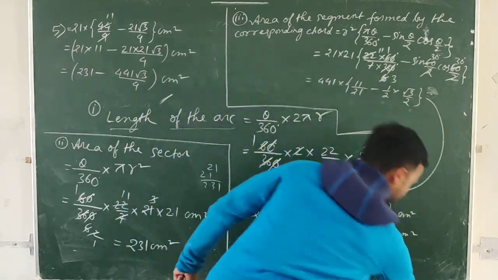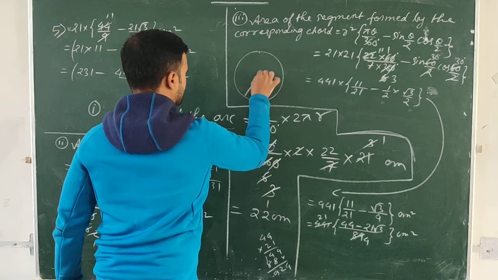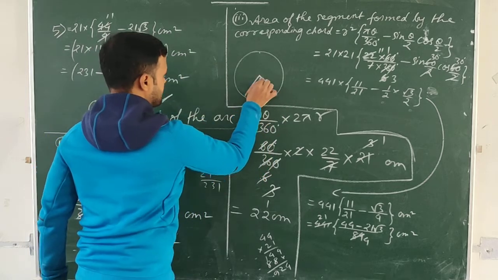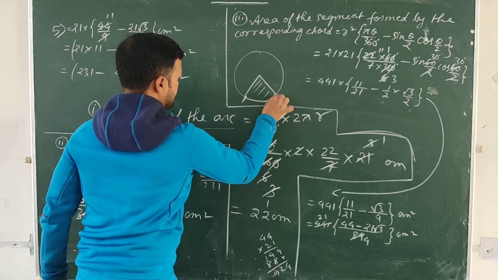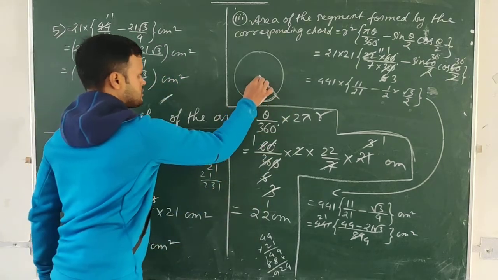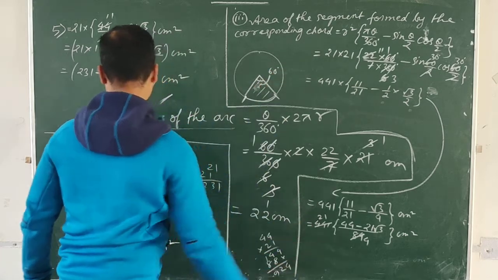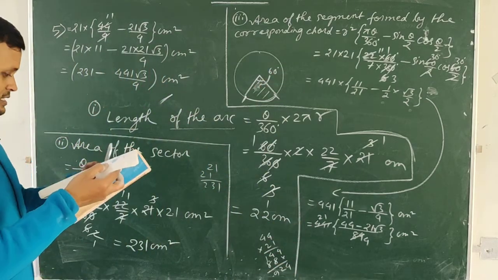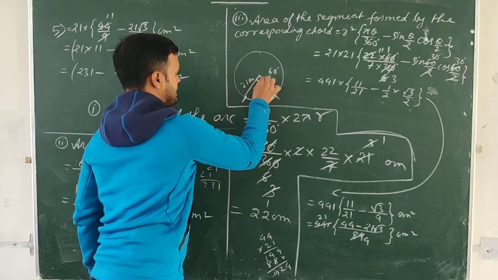See, try to understand. Diagrammatically I am not given because no need to draw the diagram every time. So that means this sector is given to you. This length first I found out, from here to here. This angle is given to you, 60 degree, and the radius is also given to you. Radius is 21 centimeter.